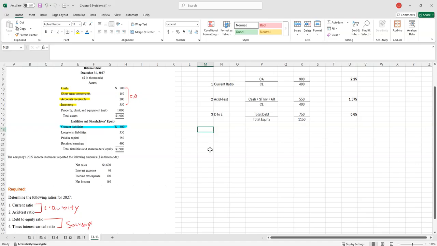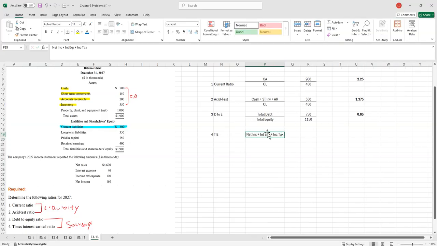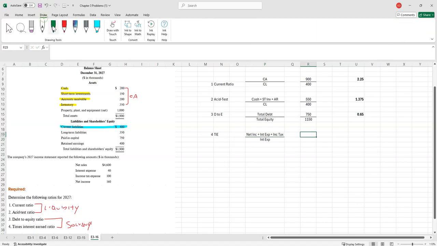One more to go here. We'll do it down here. We need to do our times interest earned ratio. This has essentially our net income plus our interest expense, plus our income taxes. So it's kind of like a form of EBITDA, like our earnings before we add back our interest and taxes, all over our interest expense. So this is just plug and chug. We can grab the net income from down here. There's the income tax expense and the interest expense. So those are our three items for it.